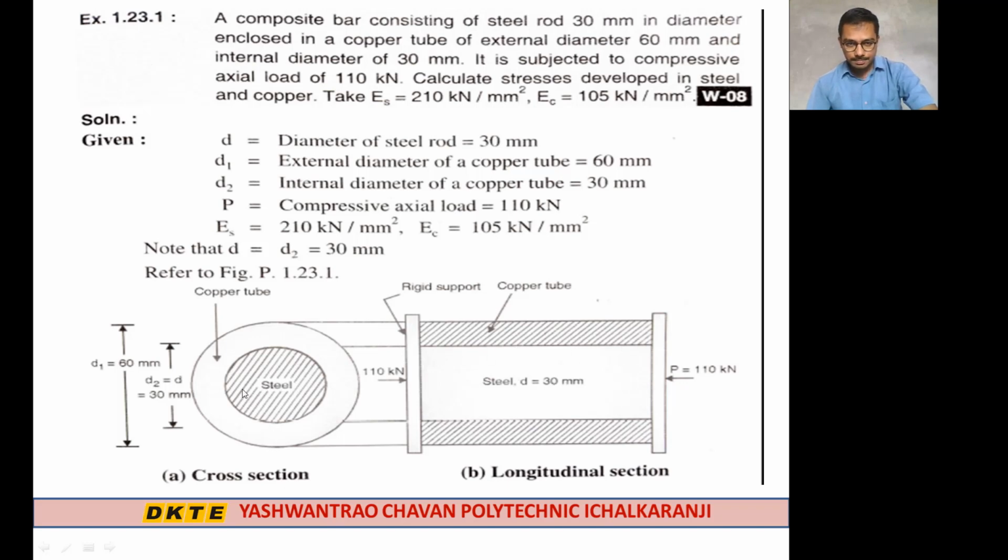The inner section is the steel. Its diameter is 30. It is enclosed in a copper tube of external diameter 60 mm, this is the external diameter, and internal diameter again 30. Axial load, that is P, is equal to 110 kilonewton. D1 and D2 are the external and internal diameter of the copper tube. Es and Ec are given. And now we have to calculate stresses developed in steel and copper, sigma C and sigma S.